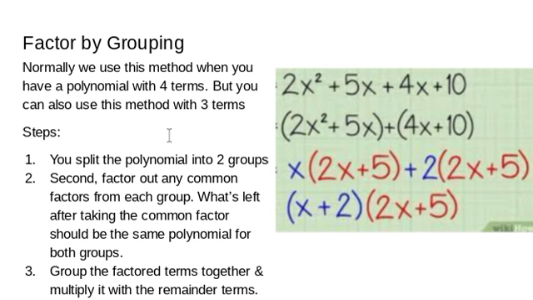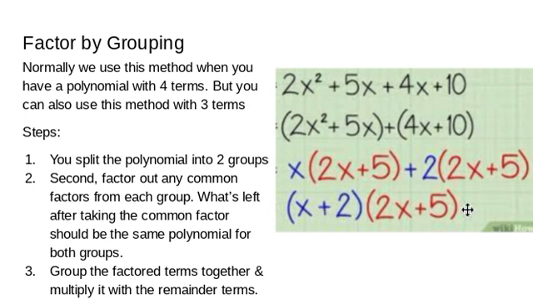So the first step is to split the polynomial into 2 groups, as is already done here. This is the first group, and this is the second group. Second, factor out any common factors from each group. So like in this group, we can factor out an x because that's the greatest common factor. In this group, we can factor out a 2 because that's the greatest common factor. And next, you group the factor terms together and multiply it with the remainder terms. So this is the factor term 2x plus 5, and you multiply it with the terms that you factored out from it. So x plus 2, that's your final answer.